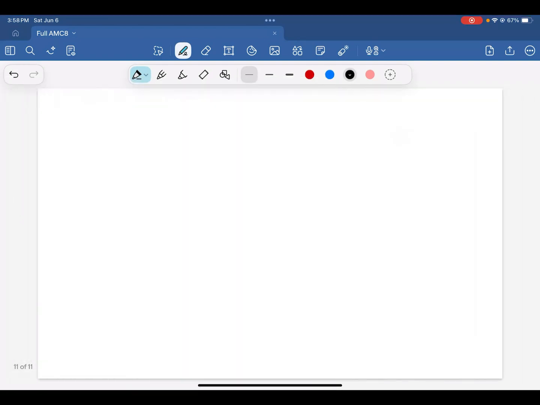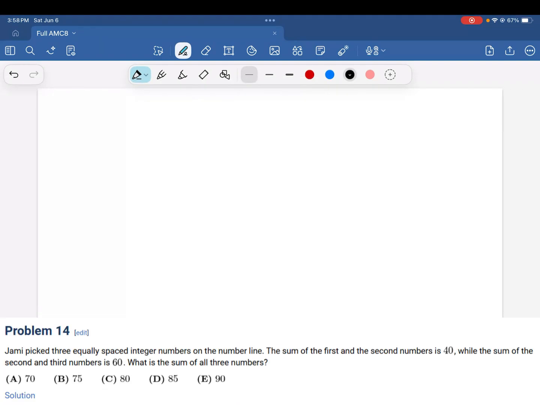All right, next, problem 14. Jamie picked 3 equally spaced integers on the number line. The sum of the first and second is 40, while the sum of the second and third is 60. What is the sum of all 3 numbers?